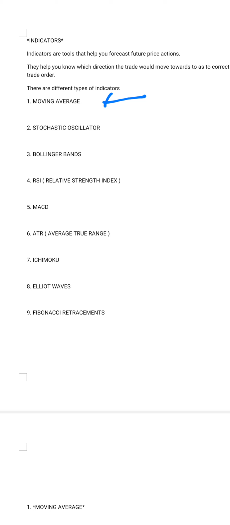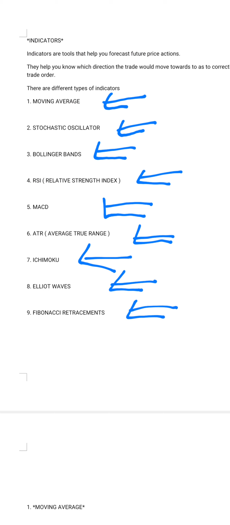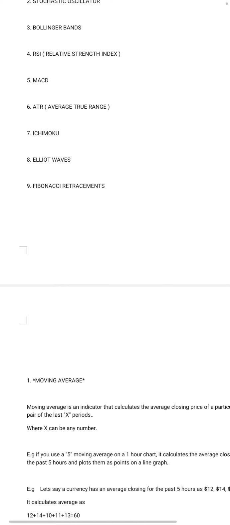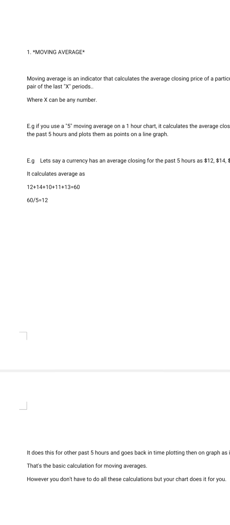We have the moving average indicator, we have stochastic oscillator, we have Bollinger Bands, we have relative strength index, we have MACD, we have average true range, we have Ichimoku indicator, we have Elliott waves, we have Fibonacci retracement. But the first one we'll be starting with is the moving average indicator. Under moving average indicator we have two types: simple moving average, and exponential moving average.